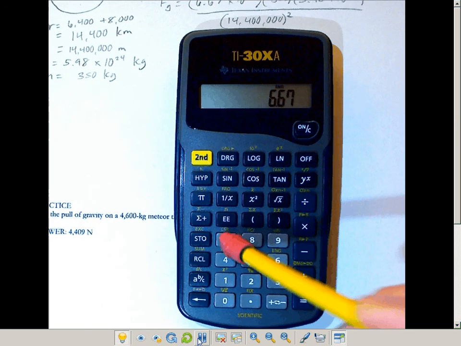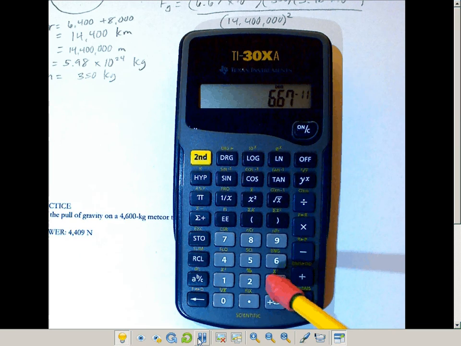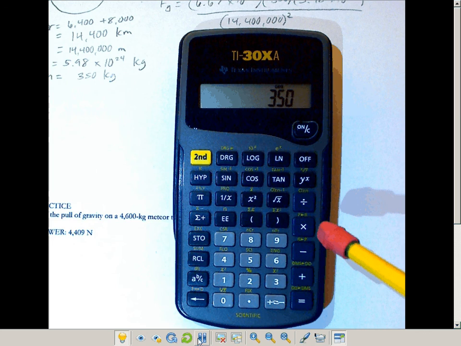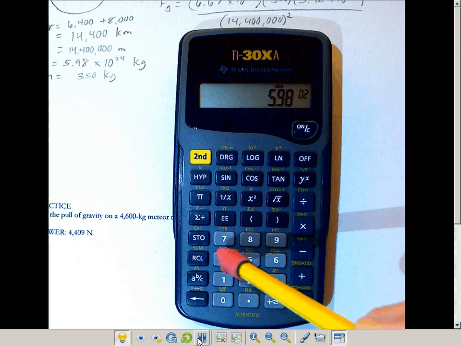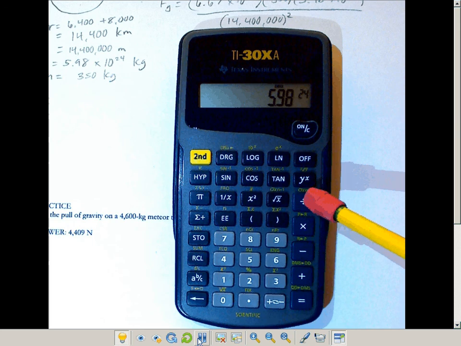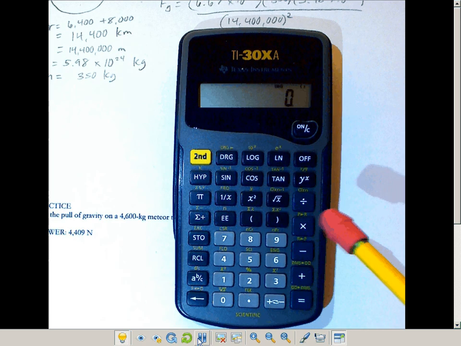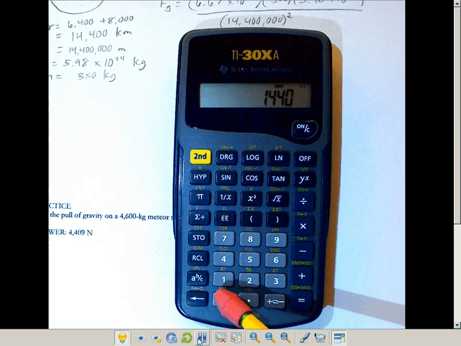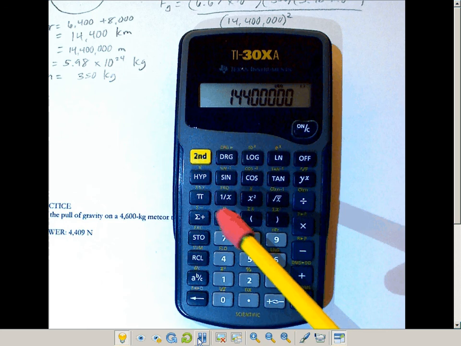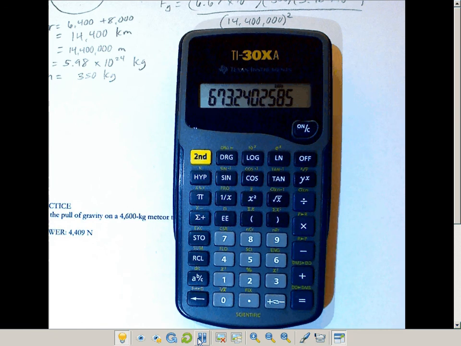6.67 times 10 to the negative 11 times 350 times 5.98 times 10 to the 24th. Now I'm going to divide by a quantity in parentheses, and so I need to hit the close parentheses, and it knows that everything I'm entering now is in parentheses. 14,400,000. Now I'm going to square that, hit close parentheses, now hit equals, and it will finish dividing, and I again get 673.